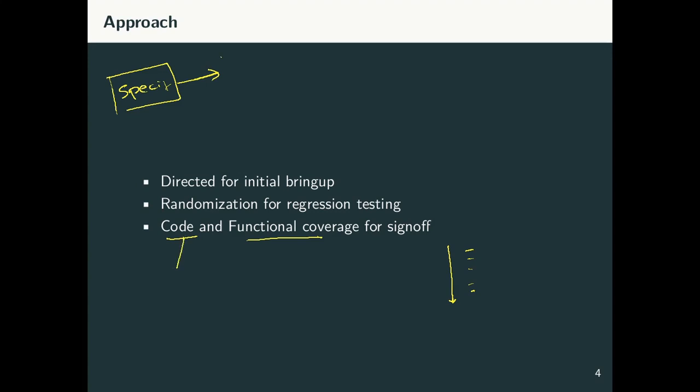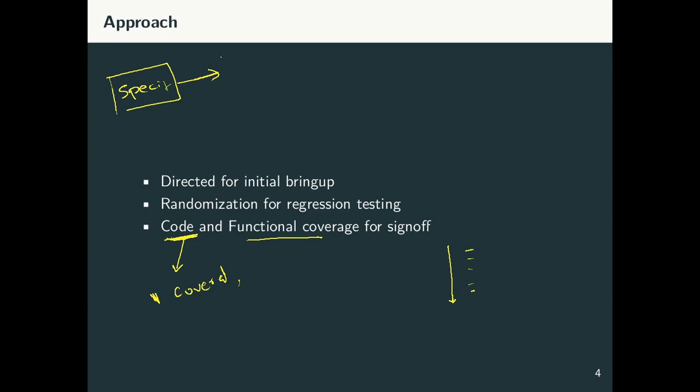And code coverage is reported by your simulator. So Icarus Verilog does not natively support dumping of code coverage. There is a separate plugin called Covered which helps us figure out code coverage for Icarus Verilog. Most of the other simulators, they natively dump out the code coverage reports.